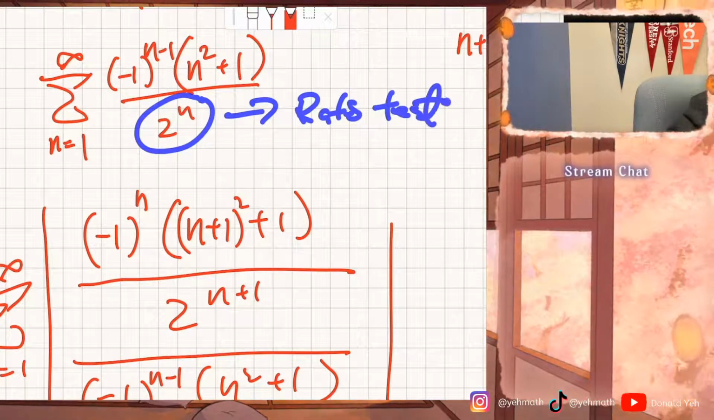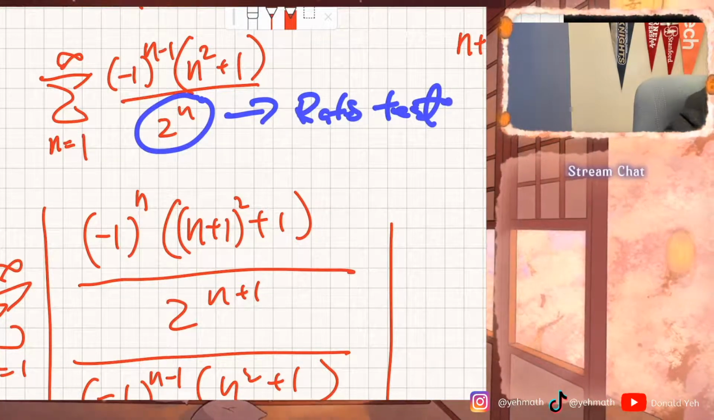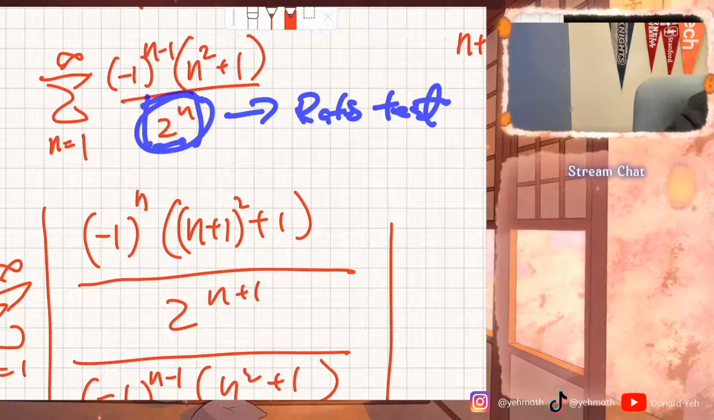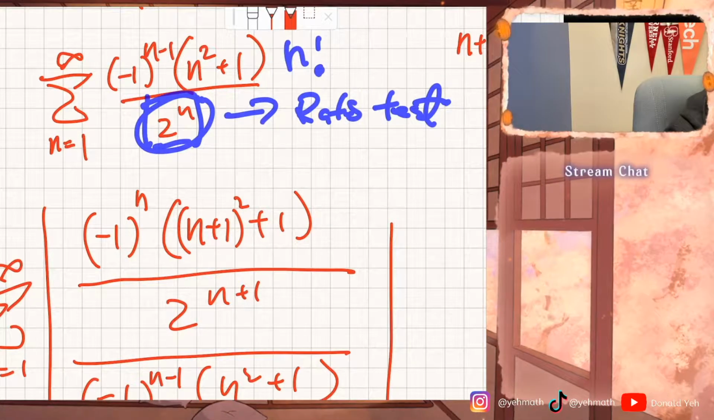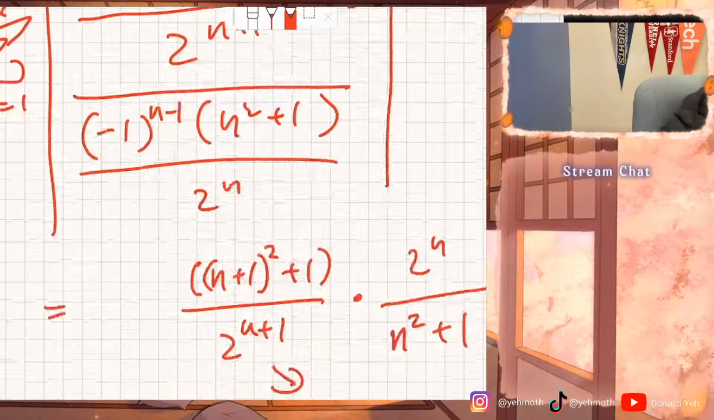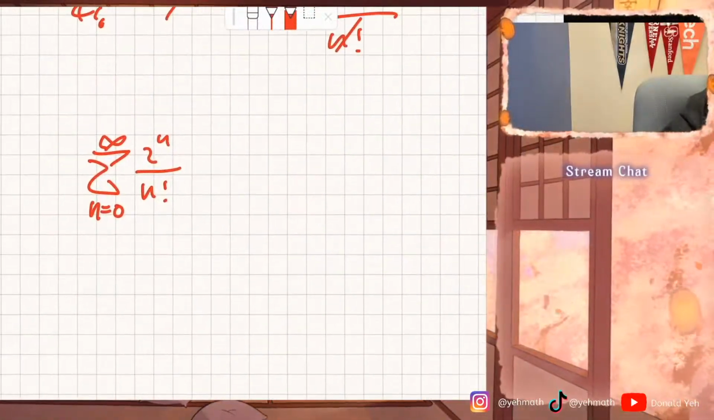Is that anywhere in a fraction? Yes, so it's 2 to the n, or something like n factorial. That's going to give you a hint for the ratio test. But this one happened to be both.